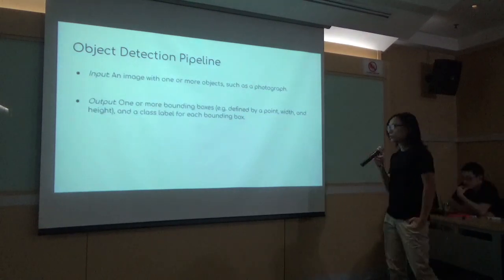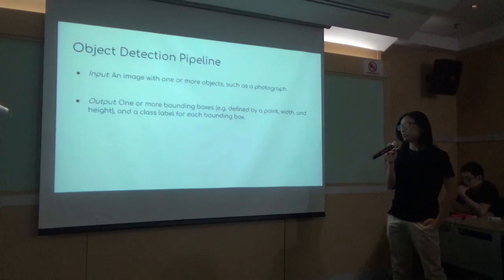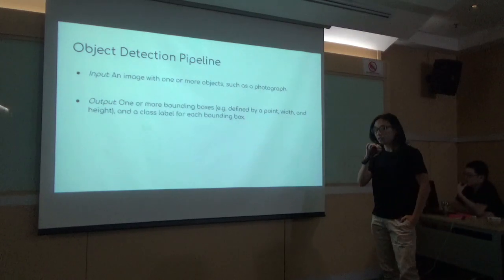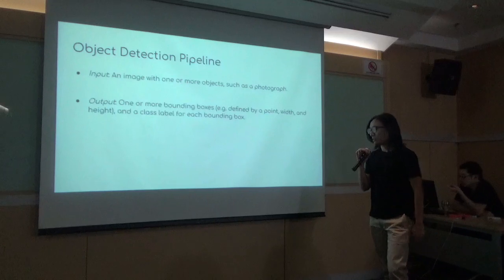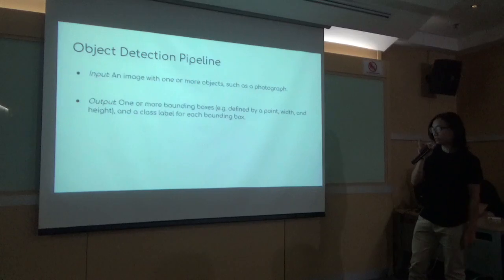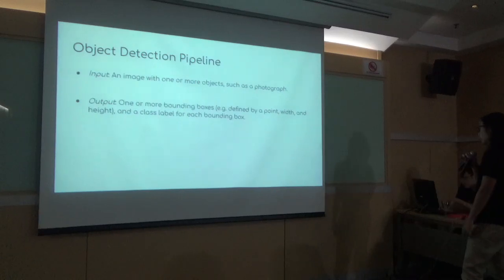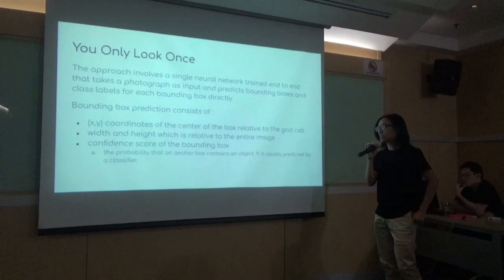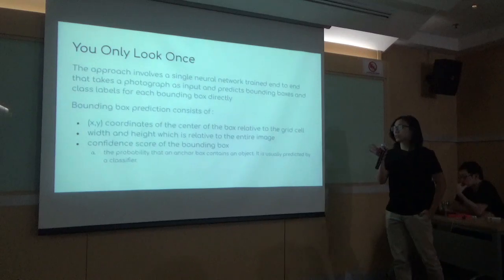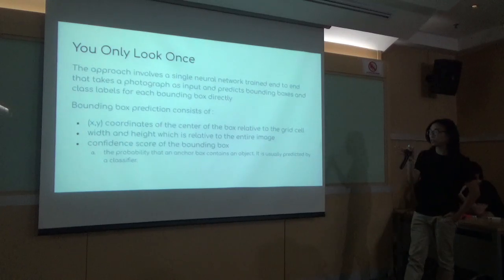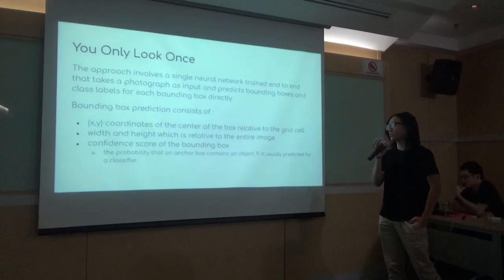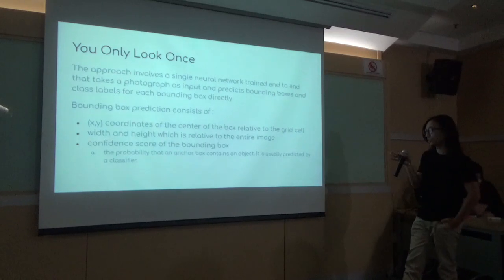The first thing you do with this technique is you provide an input, usually an image with one or more objects, such as a photograph, and then the algorithm will output one or more bounding boxes, and it also gives a class label for each bounding box. The first one is You Only Look Once, or YOLO. The approach involves a single neural network trained end-to-end that takes a photograph as input and predicts bounding boxes and class labels for these bounding boxes directly. It consists of coordinates, width and height, and also a confidence score for each bounding box.